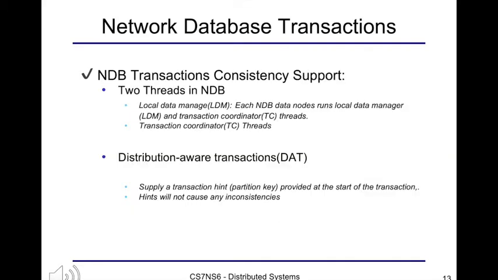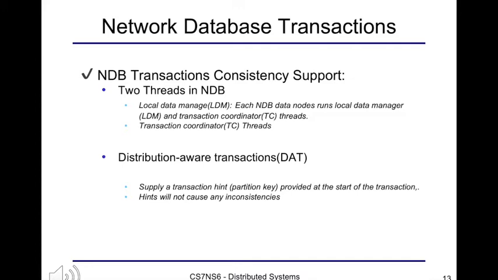Each NDB data node runs a group of threads categorized according to their functionalities, such as local data manager and transaction coordinator threads. The number of those threads is configurable and can be tuned to improve the performance of NDB. The local data manager threads are responsible for handling different table partitions assigned to these data nodes. In contrast, transaction coordinator threads are responsible for handling all transactions, including cross-partition transactions in the cluster.